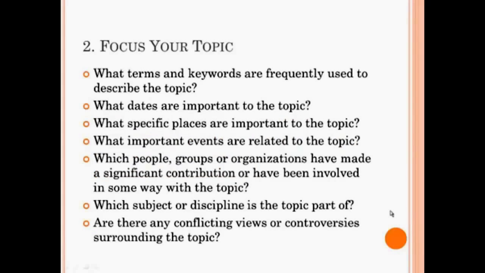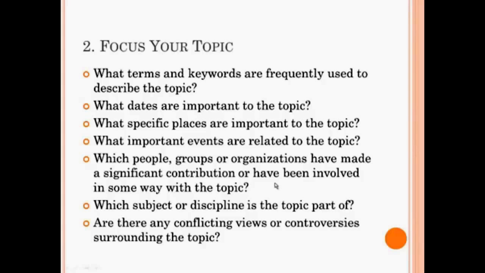Once you've got the main topic picked out, you can ask yourself some of these questions to narrow it down. What dates are important to the topic? If you're doing apartheid, for example, you're looking into something historical, so you want to look at that time. Specific places are important to the topic. We just said gun control. I want to narrow that down to American gun control. You might want to do a different country. Important events related to the topic. So if I wanted to narrow further, I could consider Sandy Hook or something like that that has happened in the news recently. What people, groups, or organizations have made a significant contribution or have been involved in some way with the topic?